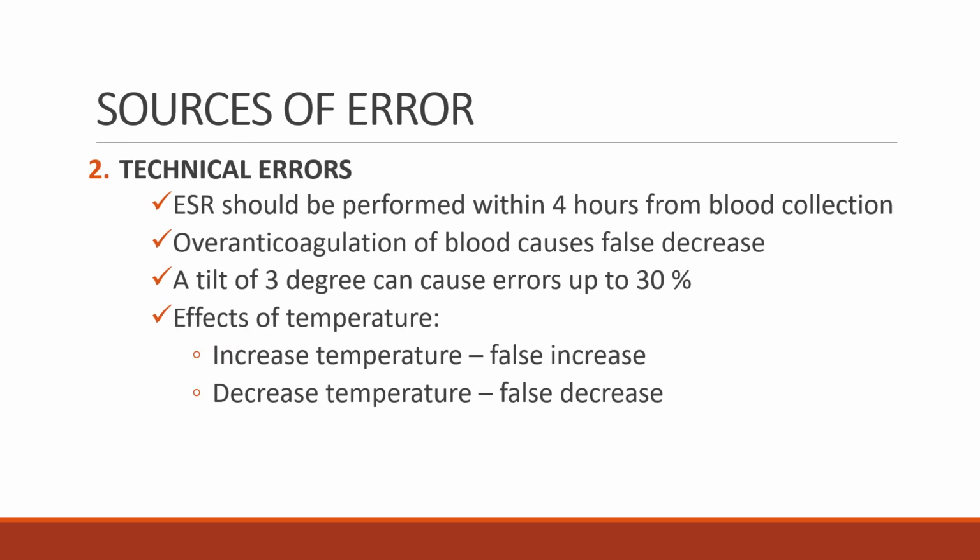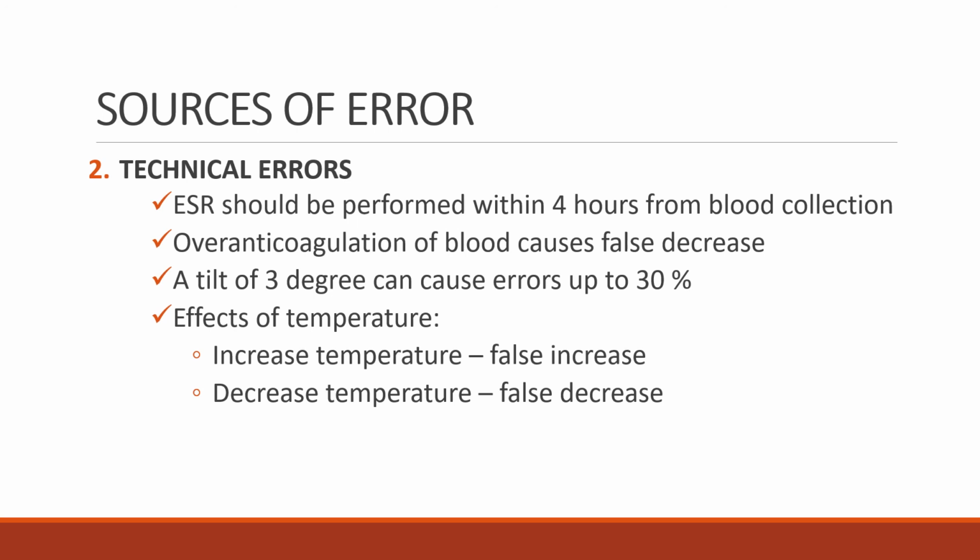The ESR can also be affected by technical errors. Here are some of the technical errors that may affect our ESR result. First, ESR should be performed within 4 hours from blood collection. A specimen that is too old, or an EDTA anticoagulated specimen that is not processed and is left at room temperature for more than 4 hours, will result in crenation and spherocytosis of red blood cells, resulting in a decrease in the ESR.